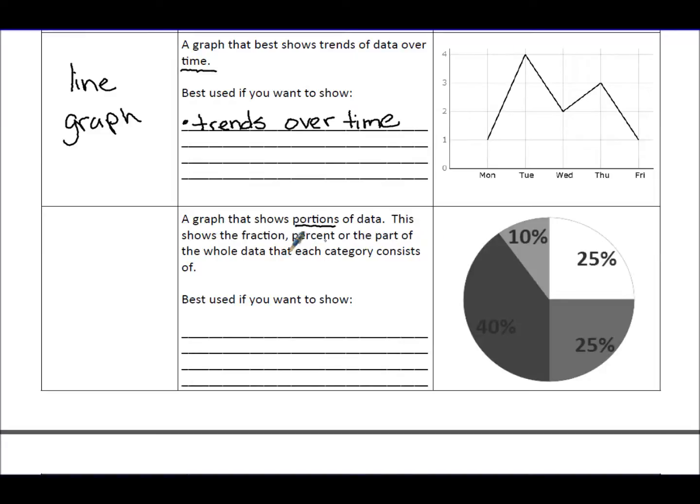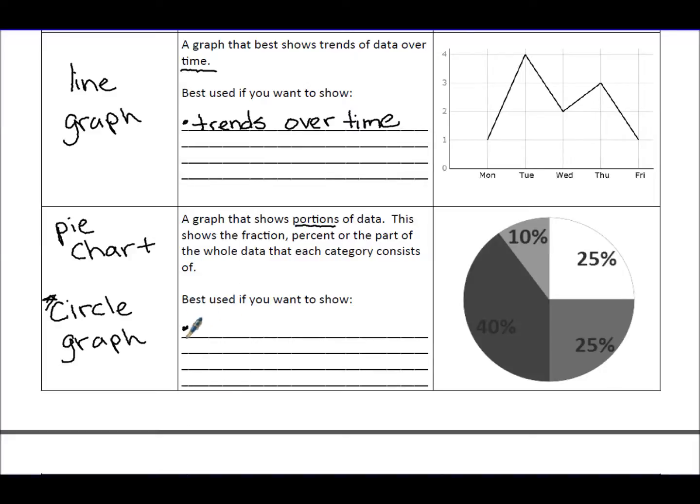A graph that shows portions of data. This shows the fraction, percent, or the part of the whole data that each category consists of. There's two different names for this. Some people call it a pie chart, while others call it a circle graph. The most commonly used one in mathematics is going to be the circle graph. So we see a circle there, it is a circle graph.